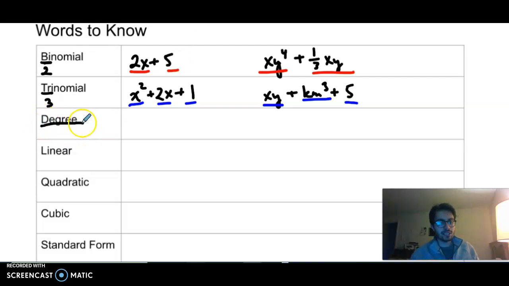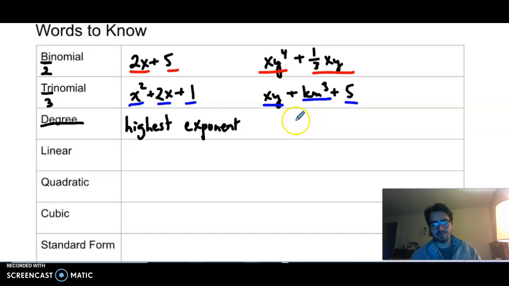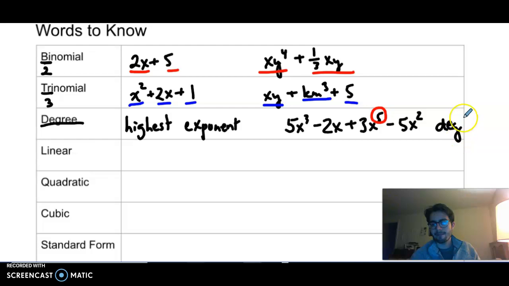The degree is the highest exponent. Okay, so for example, if I gave you 5x to the 3rd minus 2x plus 3x to the 5th minus 5x squared, the degree is 5, because that's the biggest one.